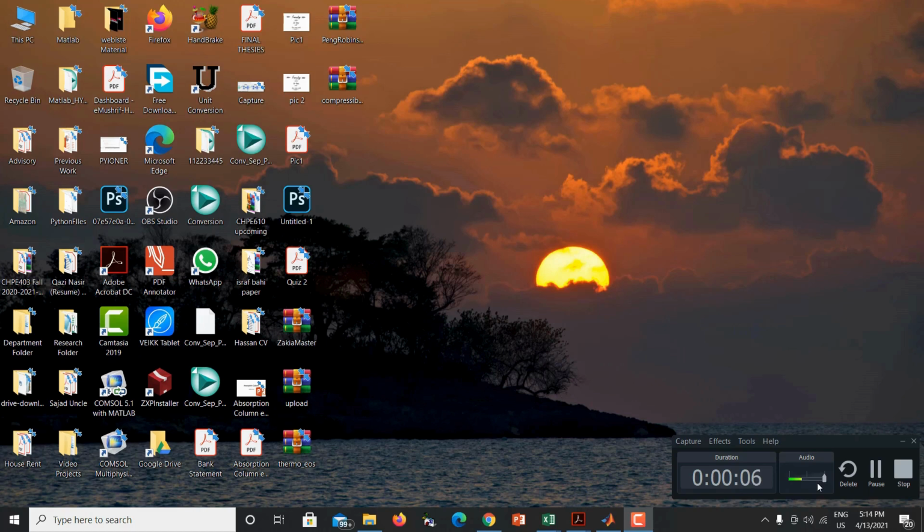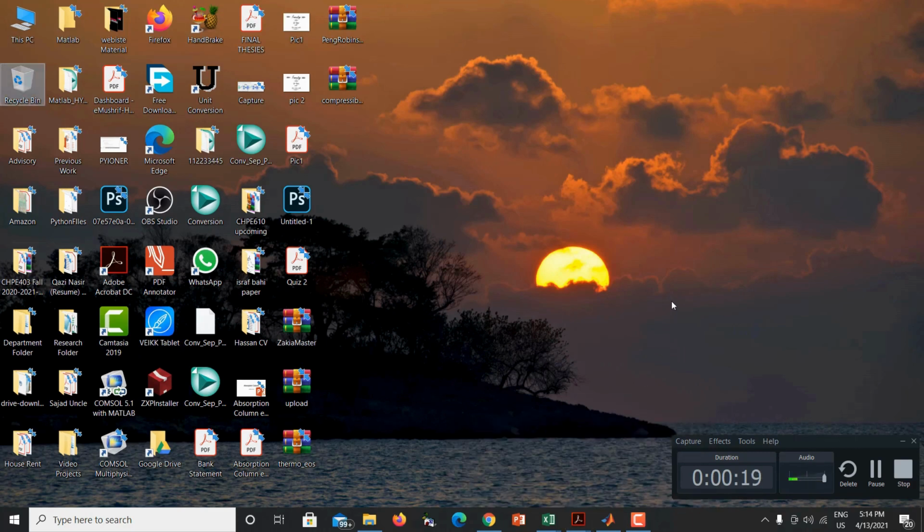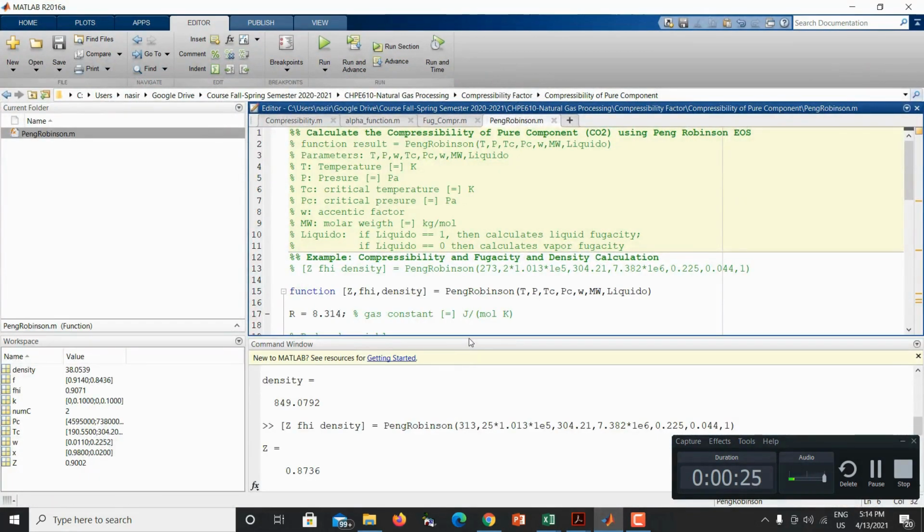So today I will talk about how we can use the Peng-Robinson equation of state to find out the compressibility of a pure gas, and you can also use it for multi-components. So let's open up MATLAB. I will share these files with you later on.